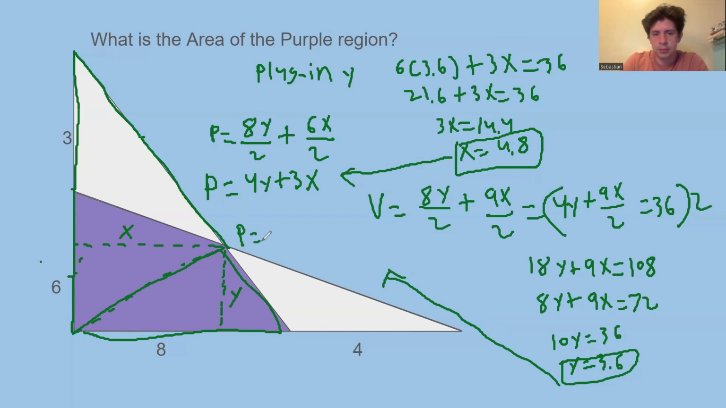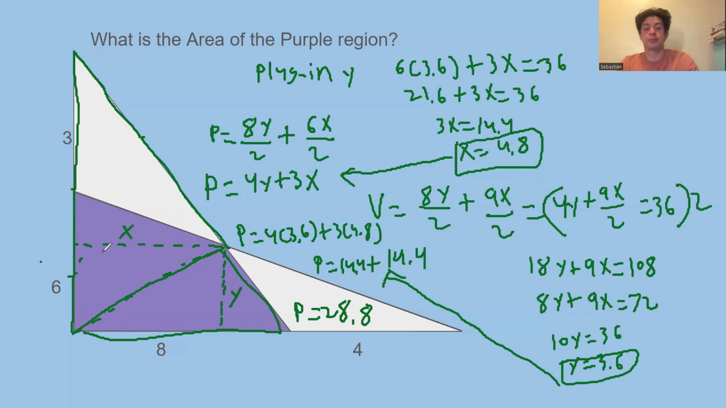So P equals 3.6 times 4, plus 3 times 4.8. And you get P equals 14.4 plus 14.4. And you get P equals 28.8. Okay, so that is the purple region. And that is our answer.